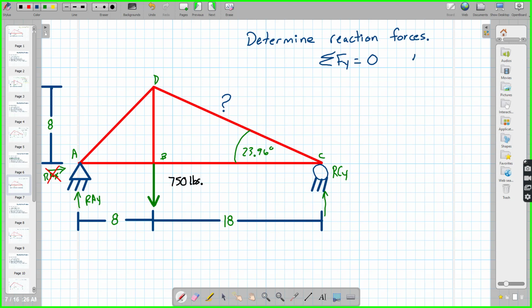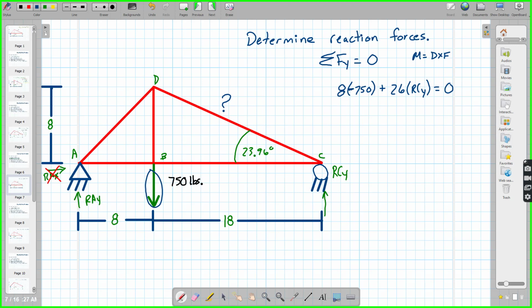So remember that moment equals distance times force, or the other way around. So we'll say 8 times 750, but this is in the negative direction, right? It's pulling us down. So we'll say negative 750 plus, we got 8 plus 18, so that's 26 RCY equals 0.